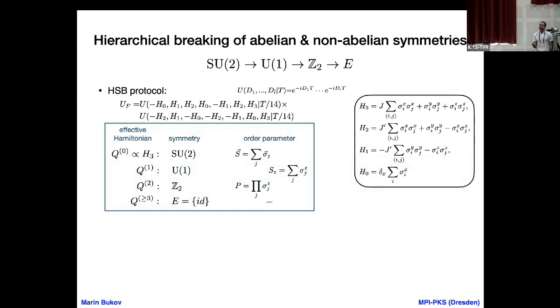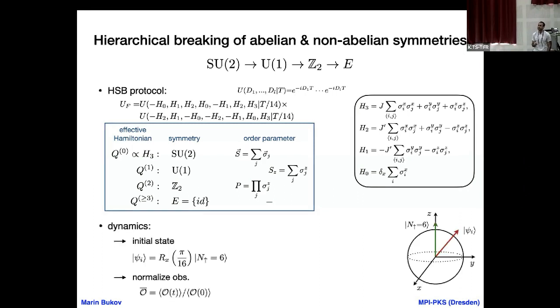And it's the U1 that's generated by the rotations about the z-axis. So this is also the corresponding order parameter. And then if you continue further, you'll see that the U1 gets reduced to a Z2, and that's a Z2 that's generated by a non-local, string-like order parameter. And then eventually, if you go to higher order terms, you'll find the trivial group, that is to say that they have no symmetry.